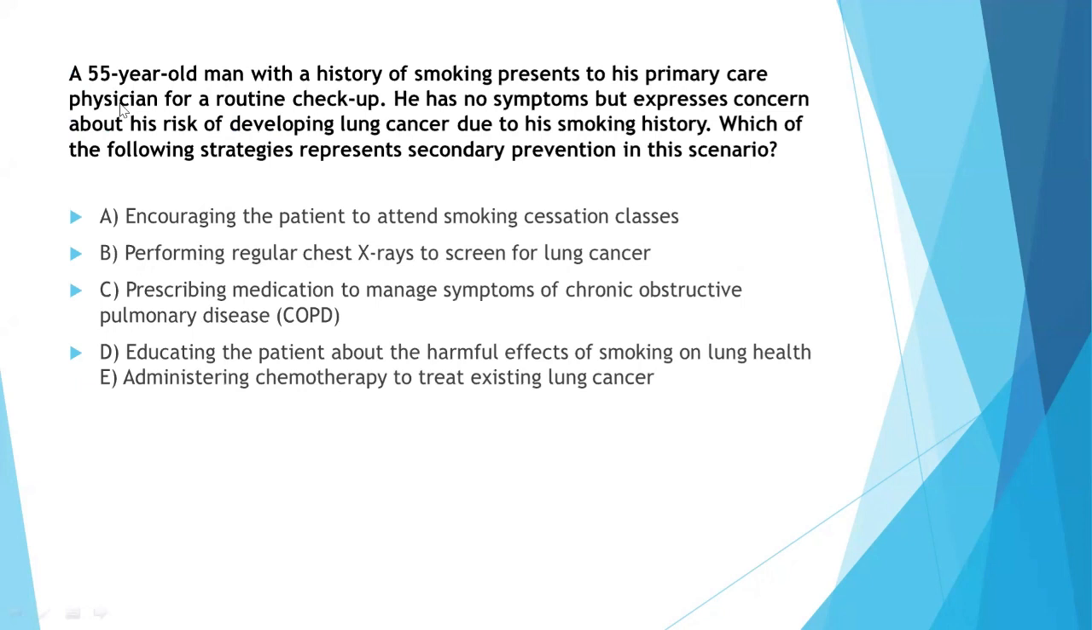Another question. A 55-year-old man with a history of smoking presents to his primary care physician for a routine checkup. He has no symptoms but expresses concern about his risk for developing lung cancer due to his smoking history. Which of the following strategies represents secondary prevention in this scenario? Encouraging the patient to attend smoking cessation classes, performing regular chest X-rays to screen for lung cancer, prescribing medication to manage symptoms of COPD, educating the patient about the harmful effects of smoking on lung health, administering chemotherapy to treat existing lung cancer. So this question is asking us about the strategies of secondary prevention.